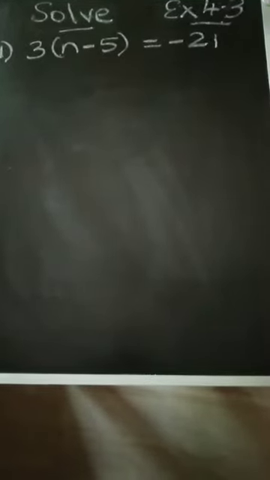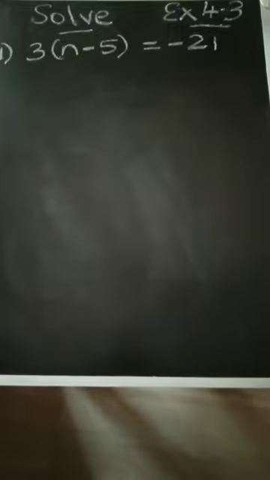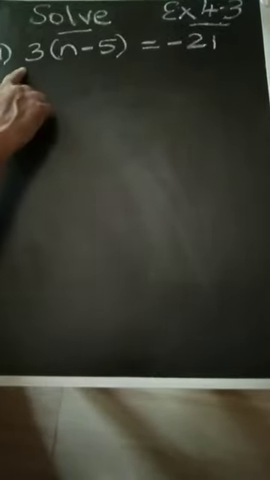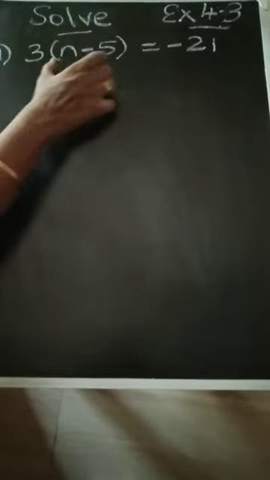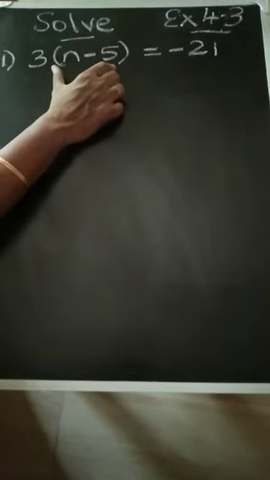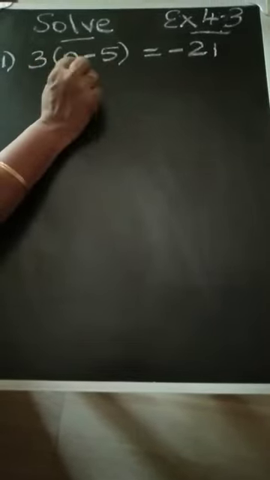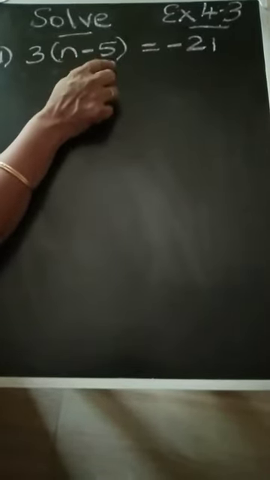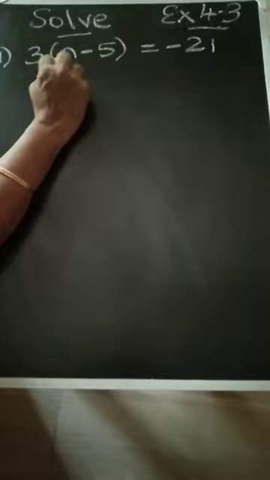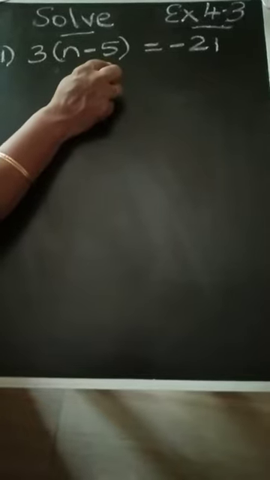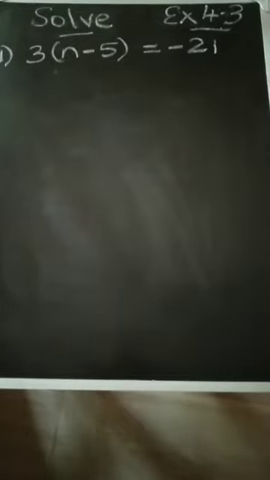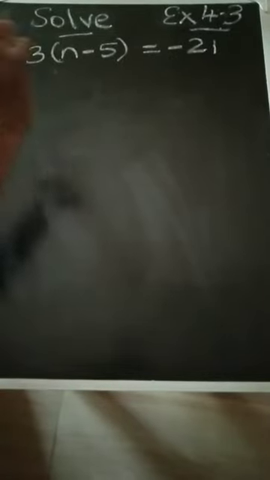3 within brackets n minus 5 is equal to minus 21. So now what I am going to do is, this 3 is common. Since these terms are given in the brackets, 3 is common for both n and 5. So if you remove the bracket and multiply, you have to multiply 3 for n as well as 5. That's yet another method of doing it. What I am going to do is, here you are multiplying 3.